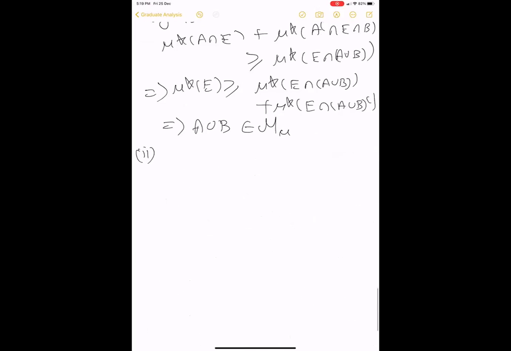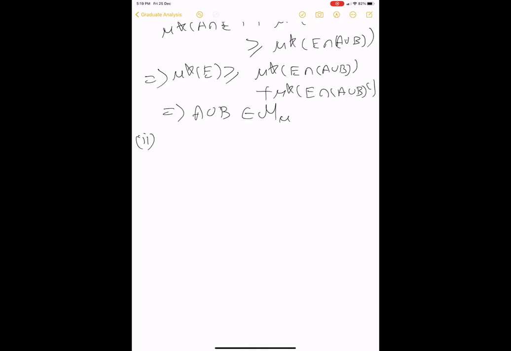Student: So probably I'm missing something. Don't we also need to show the other inequality as well, mu star of E? No, I have remarked earlier, because of subadditivity, it's enough to prove this. We have proved initially that mu star is subadditive. The other way is always true. That is because E equals E intersection anything union E intersection anything complement. So the other thing is anyway true for any collection.